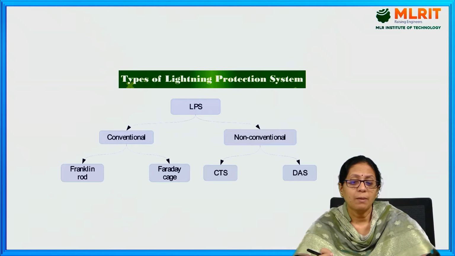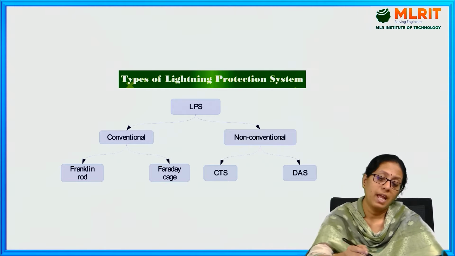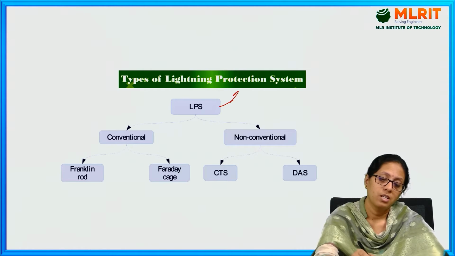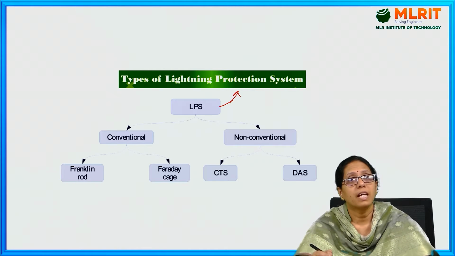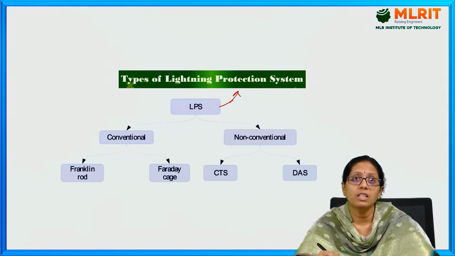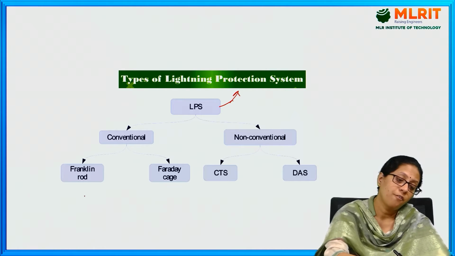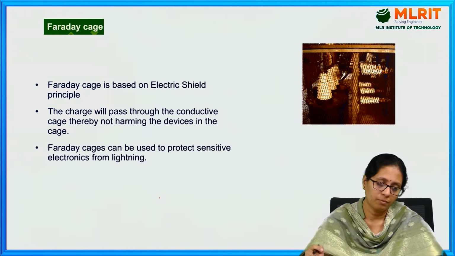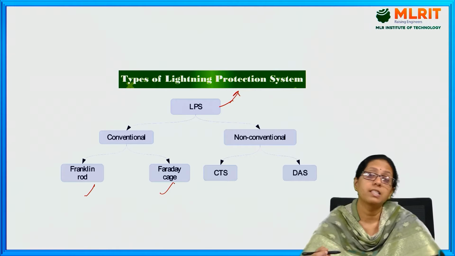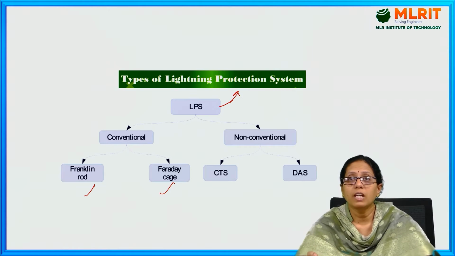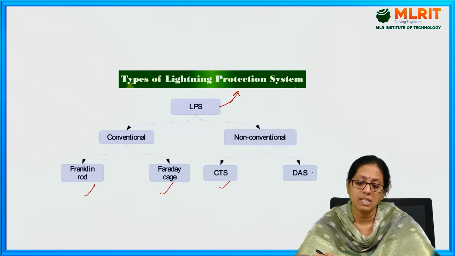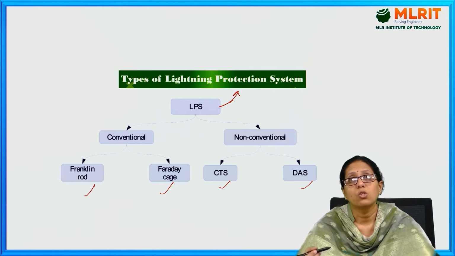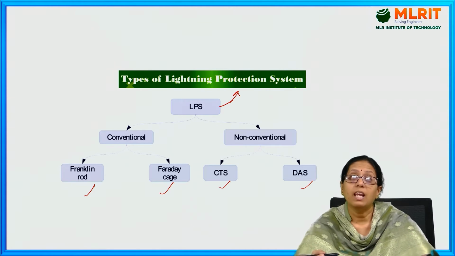The different types of lightning protection systems, LPS. There are different types, that is conventional as well as non-conventional. In conventional, the first one you will call Franklin rod, and the second one is Faraday's cage. In non-conventional, we will be using the CTS as well as DAS. So these are the different types of lightning protection systems.